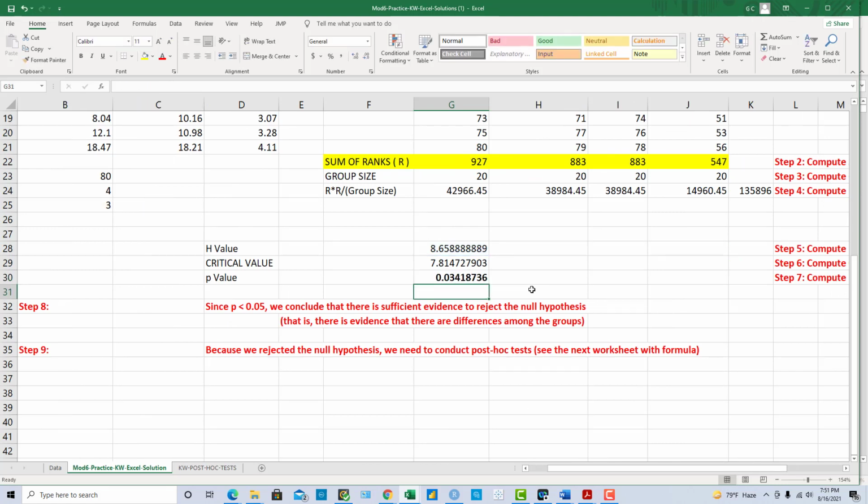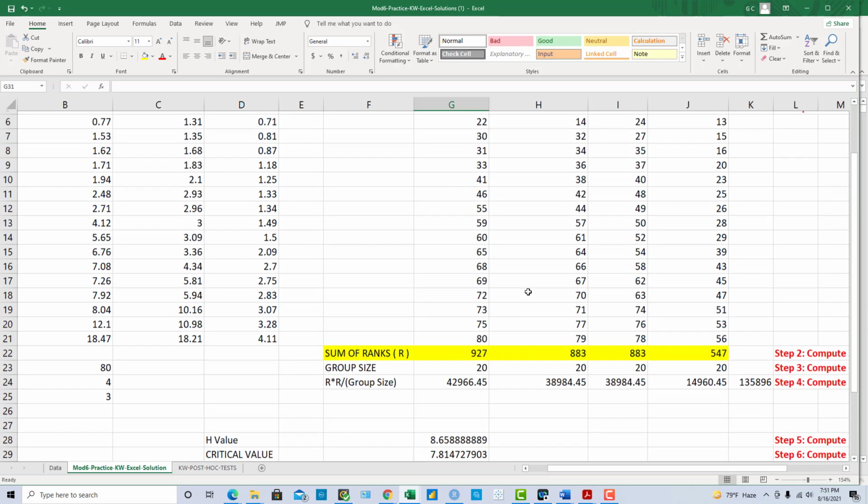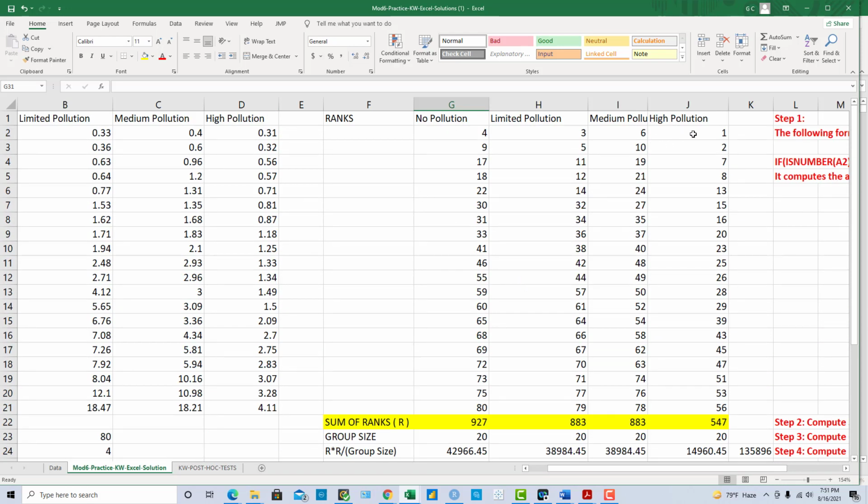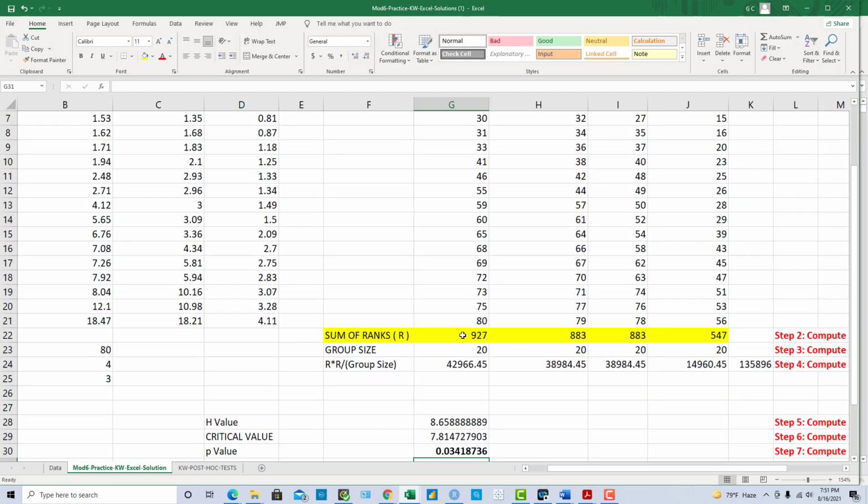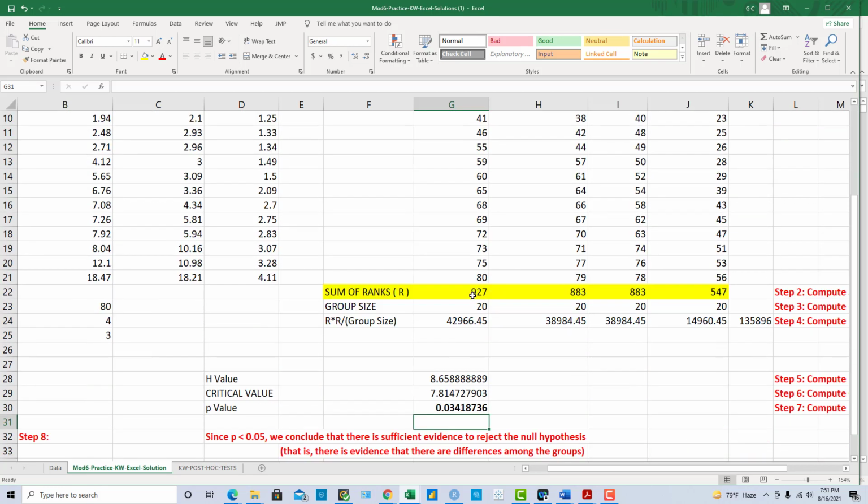p-value. So in sum, what we had done thus far is that we computed the ranks for each of these using a formula. We added up all those ranks for each group, and we squared those sums of the ranks, and we divided by the group size. So we got these, and we added up all these, the sum of all these R square by group size, in K24. And after that, we used three formulas to compute the H value, critical value, and the P value.